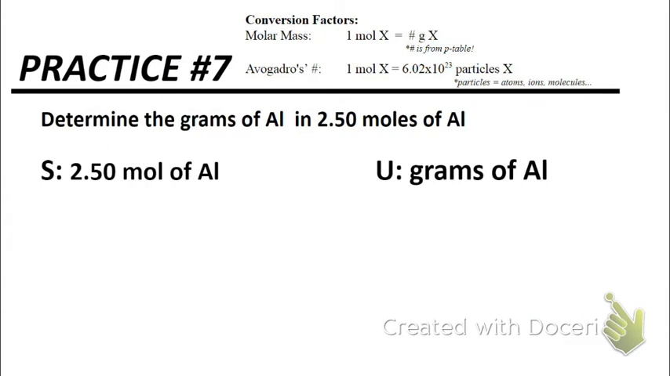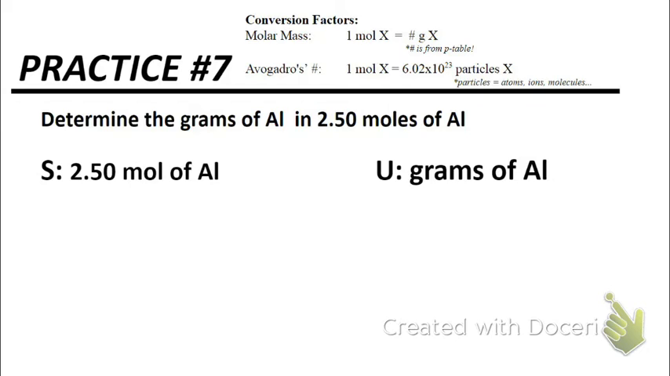Number 7 is asking us to determine the number of grams of aluminum in 2.5 moles of aluminum. So you'll see that I've already started the dimensional analysis setup by putting the start, which is 2.5 moles of aluminum, and our unknown, which is grams of aluminum. We're trying to look for grams of aluminum.